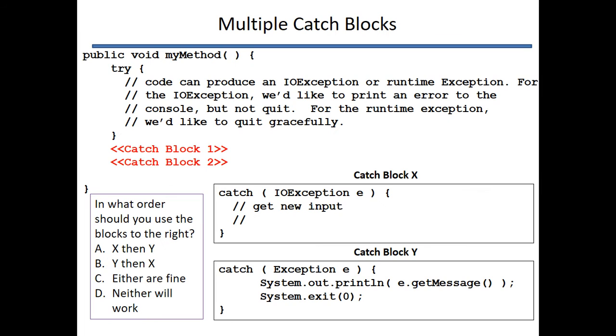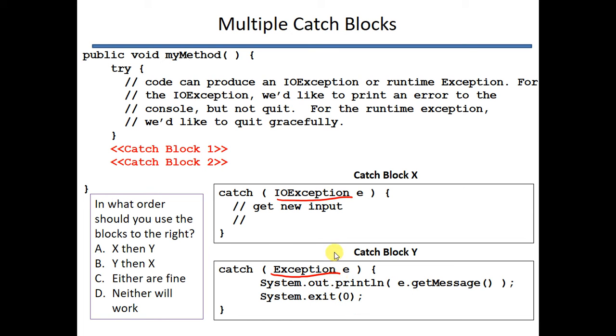Okay. Here's another example. You can have multiple catch blocks with a single try. For example, if inside my method you have a try block, what the try block can do is give you an IO exception or runtime exception. For IO exception, we want to print out the error message but not to quit. For runtime exception, we want to print our error message and then just use system.exit 0. So you have two blocks, the IO exception block, and then the other block, catch exception.